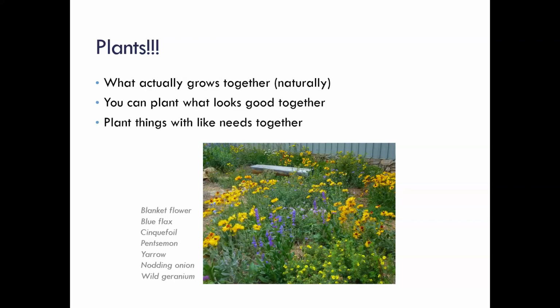And then really importantly, you want to plant things that have like needs. So if you're planting things that are going to naturally grow together, they're probably going to have like needs. Where you run into an issue is if you're simply going off aesthetics and you say, oh, I think these would look pretty together, but they actually have different needs, then you're going to run into some issues. So you want to make sure whatever plants you choose, they have the same sun requirements, the same water requirements, the same soil requirements.